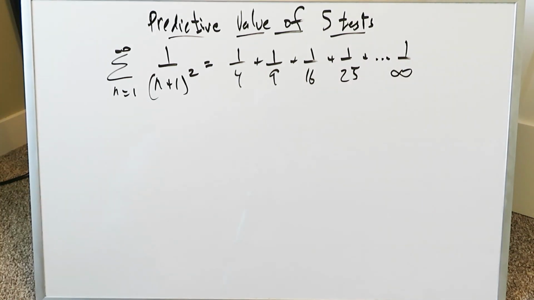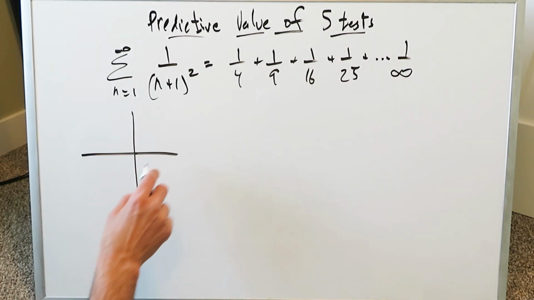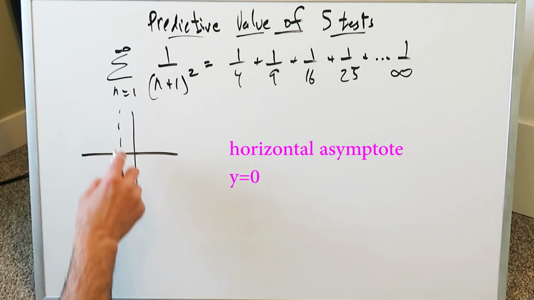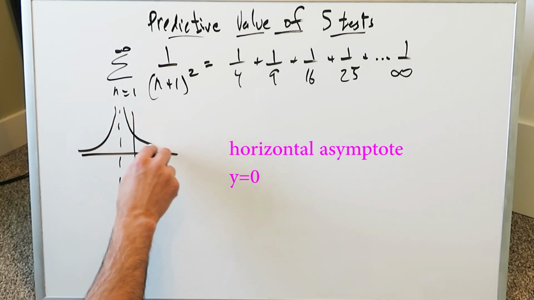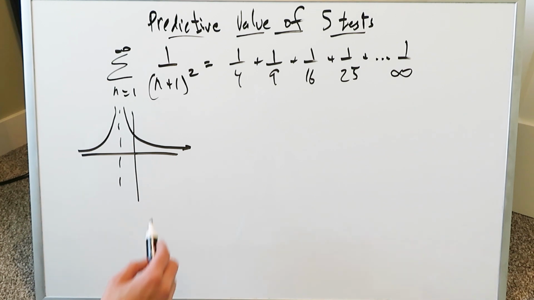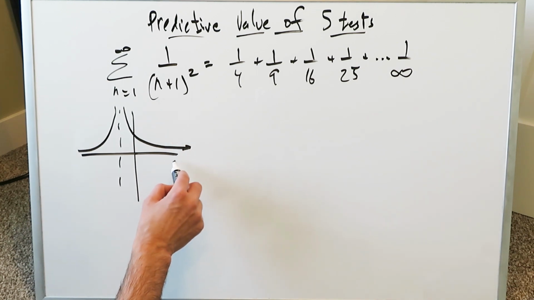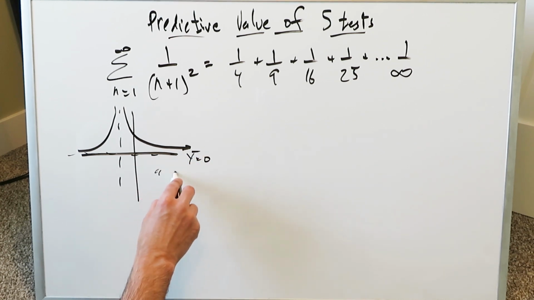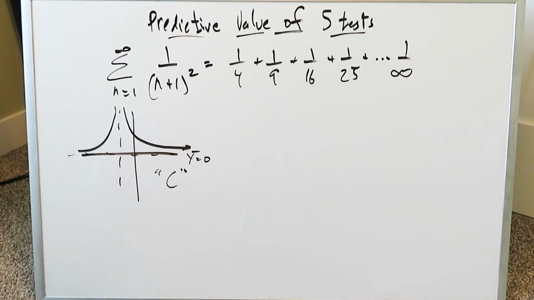to 1 over infinity. If you were to graph this out and just look at the graphic analysis, you have a vertical asymptote here, x equals minus 1, and your graph would look something like this. That's what it would look like. Based on the graph, it's approaching here a horizontal asymptote, y equals 0. Your function here is approaching that. So based on the graph, you can say we have convergence at play.